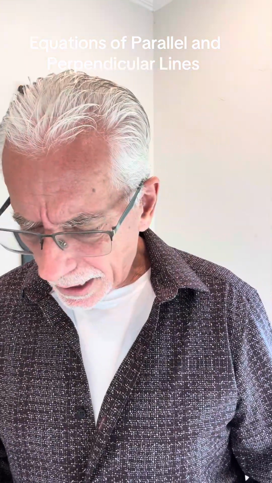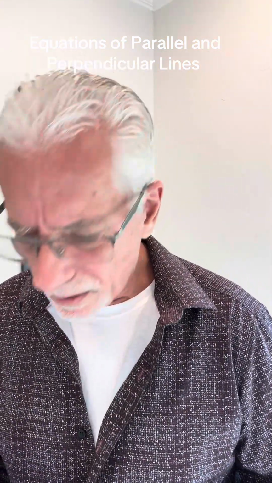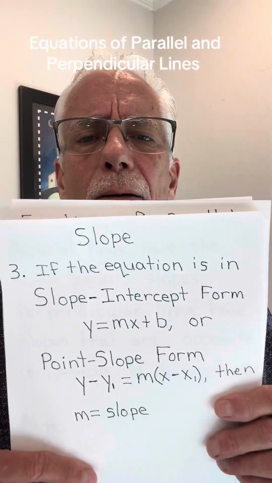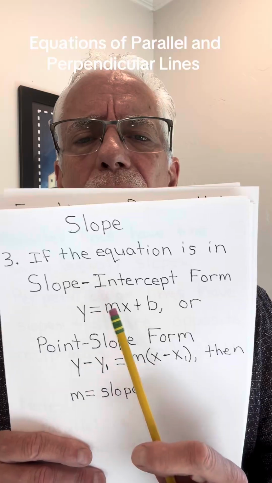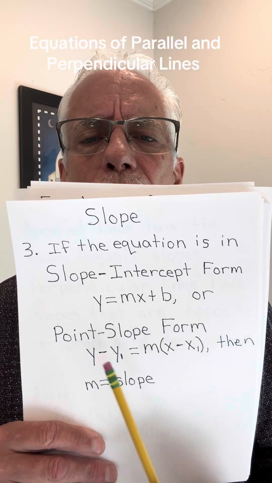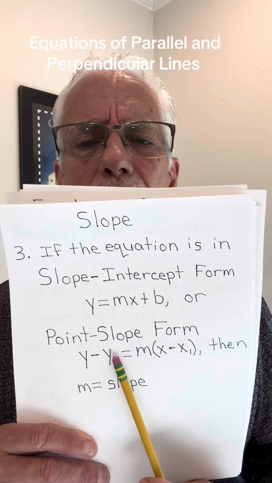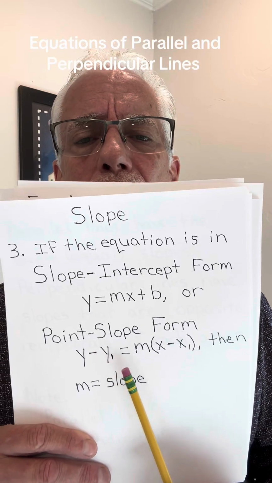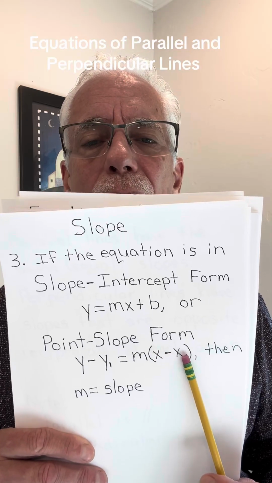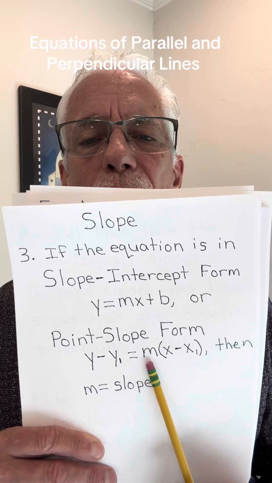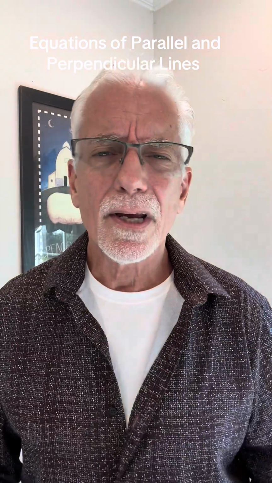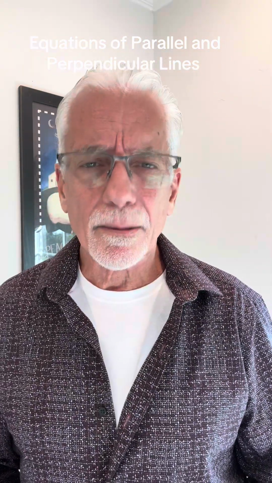Okay, and then if it's written in slope-intercept form, most people are familiar with y equals mx plus b. The m is my slope right here. If it's written in point-slope form, which is y minus some known y value, equals m times the quantity x minus some known x value, then your slope is just that number right there. So it's the number in front of x on either one of those. Okay, and we need that for parallel and perpendicular.